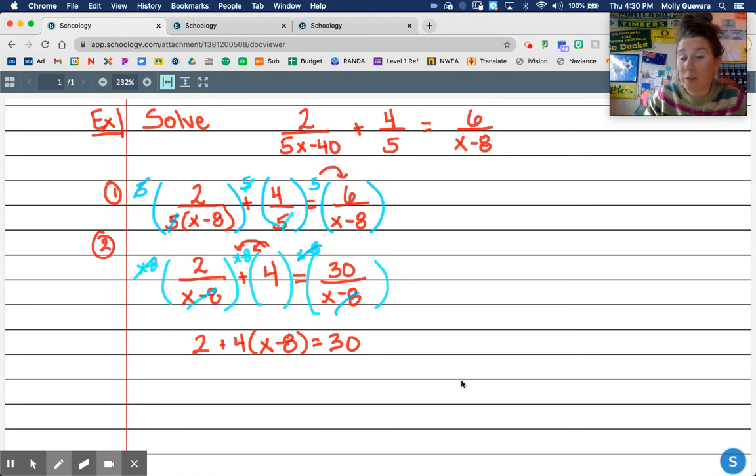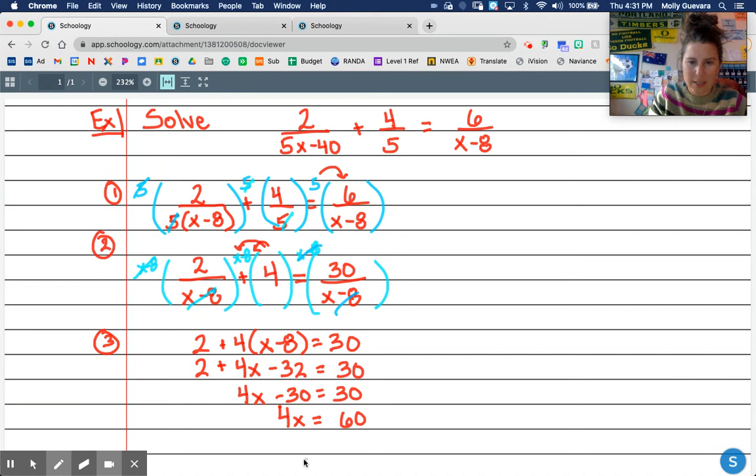And now I have no more fractions, so that's step 3, right? No more fractions, I just simplify and solve. So I have 2 plus 4x minus 32 equals 30. I can combine the 2 and 32, so 4x minus 30 equals 30. Add 30 to both sides, and I'm left with 4x equals 60. Divide by 4, and I get x equals 15.